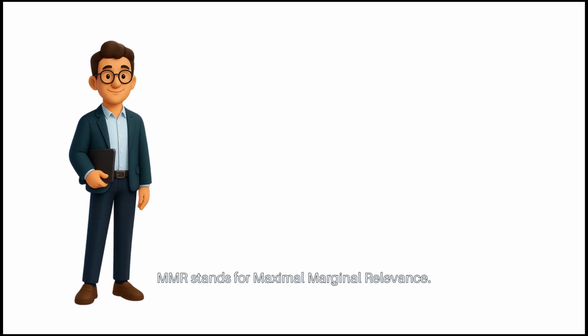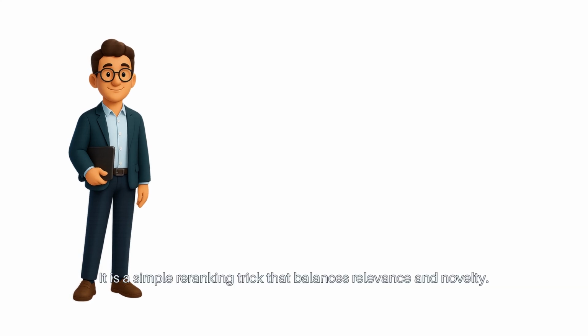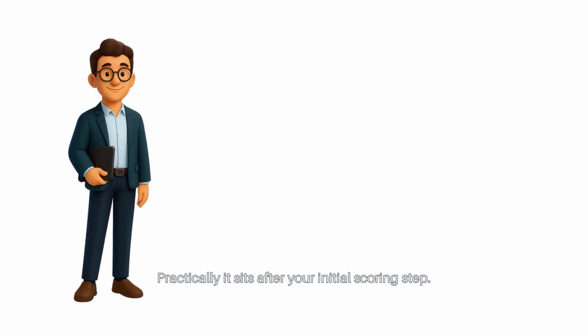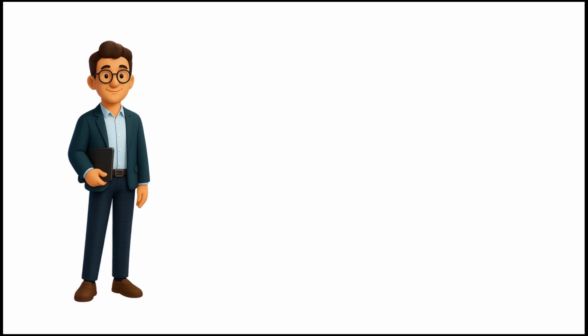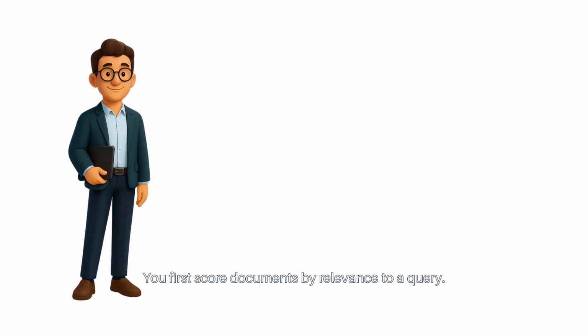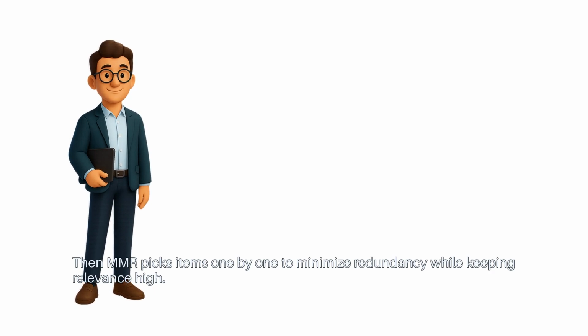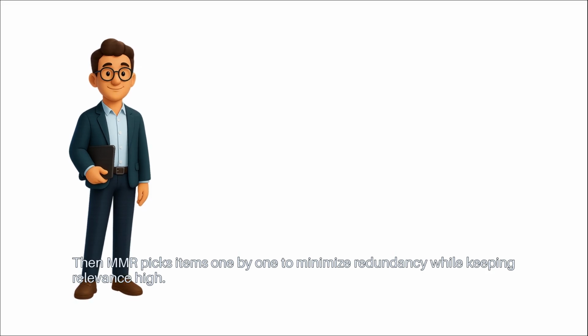MMR stands for Maximal Marginal Relevance. It is a simple re-ranking trick that balances relevance and novelty. Practically, it sits after your initial scoring step. You first score documents by relevance to a query. Then MMR picks items one by one to minimize redundancy while keeping relevance high.